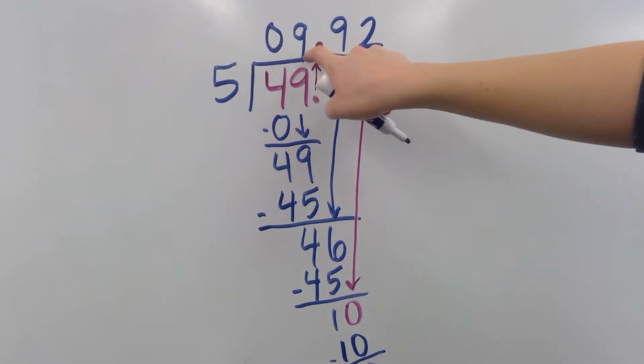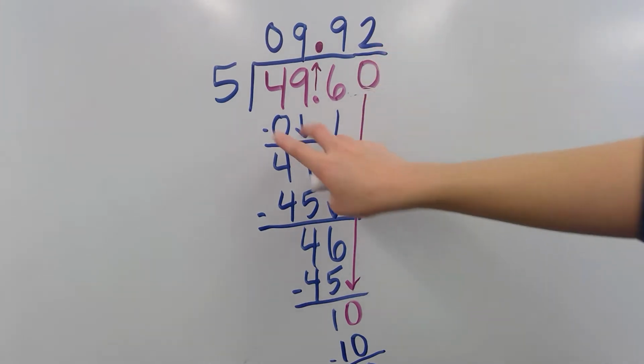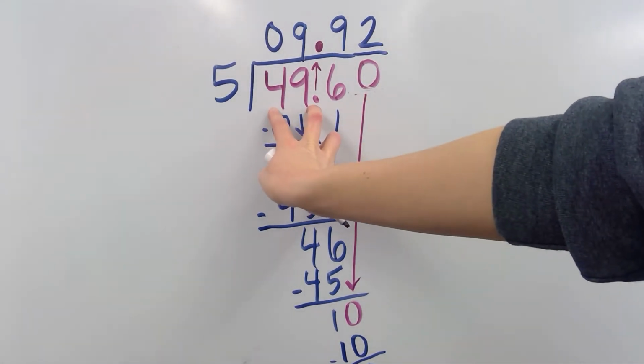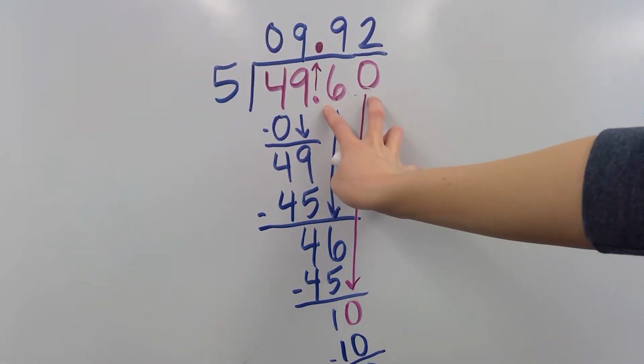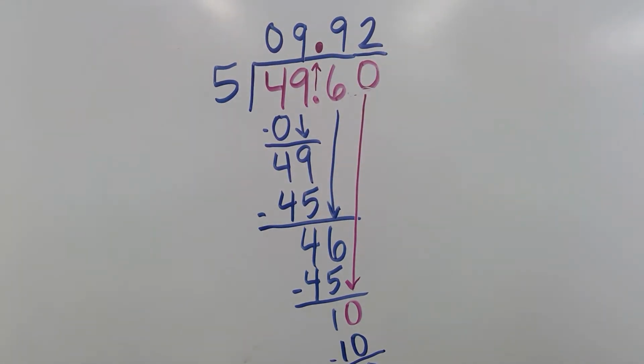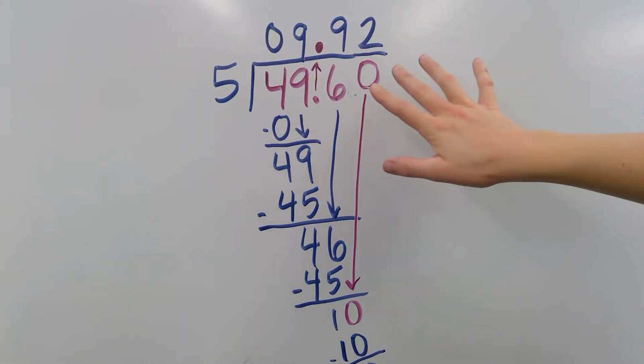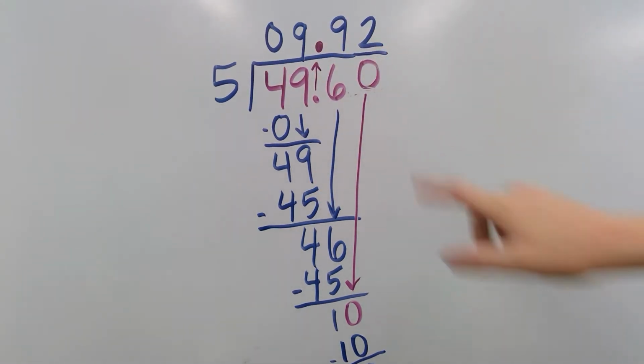So my answer is 9 and 92 hundredths. So you can do my quick check. Number before the decimal, 2. Number before the decimal, 2. After the decimal, 2. After the decimal, 2. So that helps me know that my numbers are all lined up correctly and I've got the decimal in the right spot.